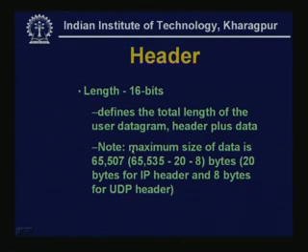Then length, this is 16 bits. It defines the total length of the user datagram header plus data. Note that the maximum size of data is 65 kilobytes, from which, of course, you have to subtract 20 bytes for the IP header and 8 bytes for the UDP header. That is the overhead. So, that would be the maximum size of the packet that they can handle.